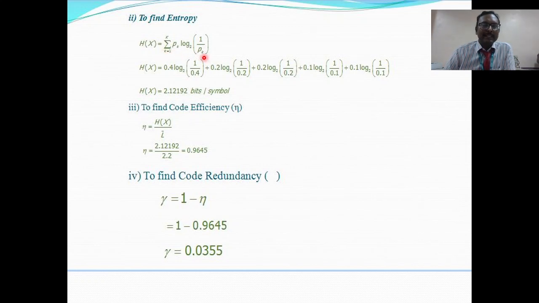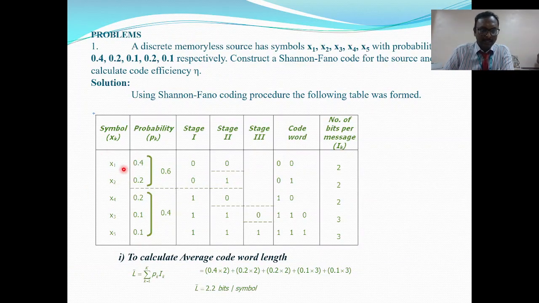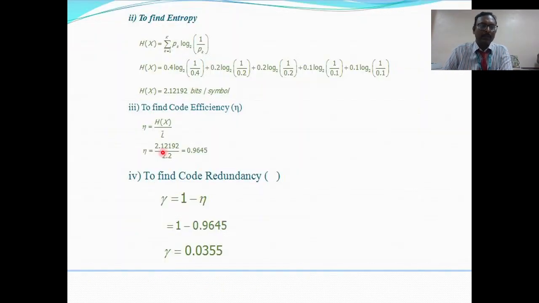How many instances will come? How many messages are there? 5 messages are there, so 5 terms will come. So pk log 1 by pk. The first probability is 0.4, so 0.4 log 1 by 0.4. 0.2 log 1 by 0.2. For the last two also we will do like this. 5 times for 5 messages. If we calculate in the calculator, we will get 2.12 bits per symbol. This is the entropy.